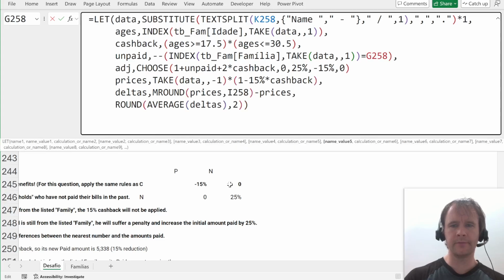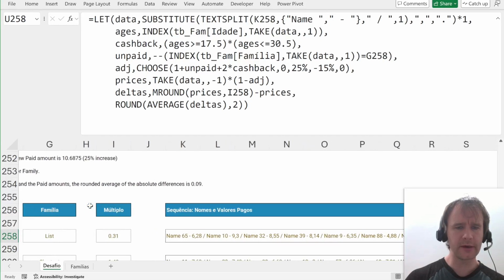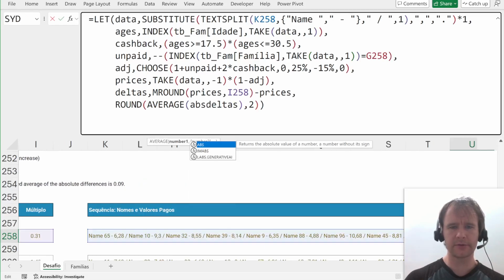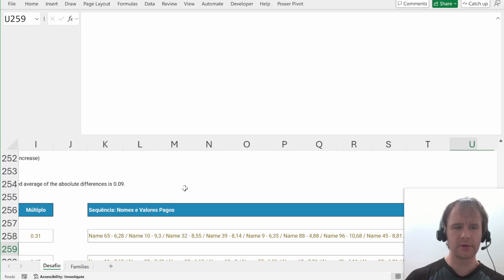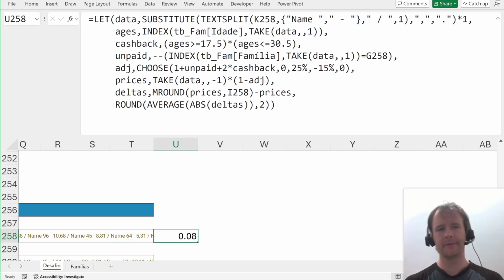And then if you're a 1 on both, that gets you 4, which is 0. Okay. Then prices is that times 1 minus adj. And then, is that it? The average of the absolute differences. So average of absolute of deltas. So I should be getting 0.09, and I'm getting 0.08. Darn. Okay. So let's just do some checks.